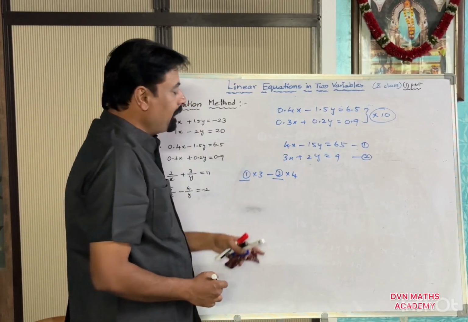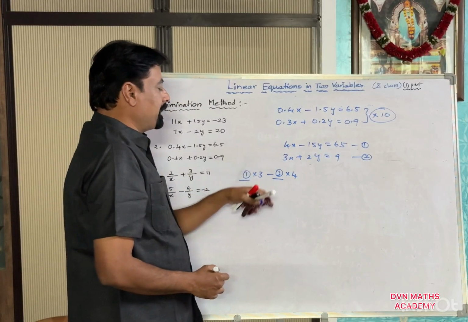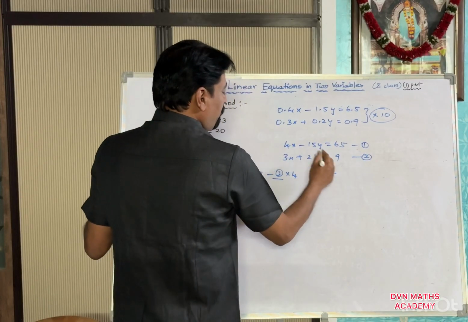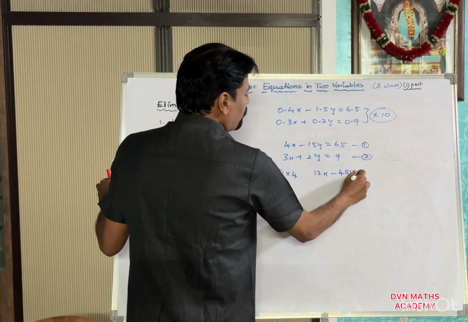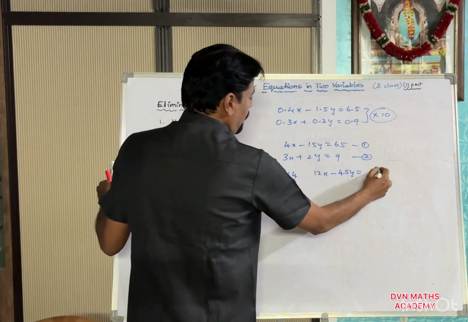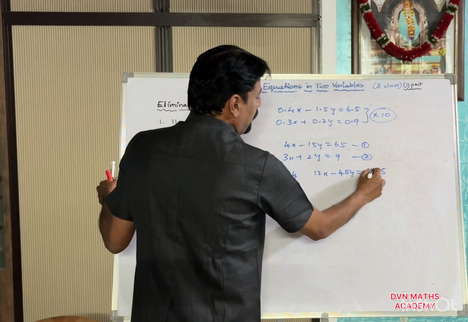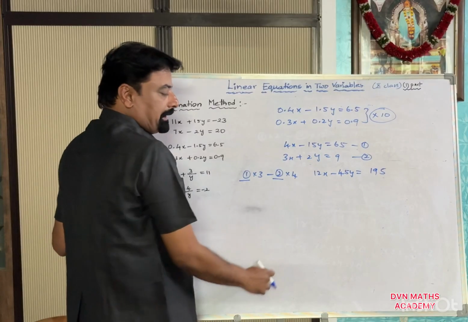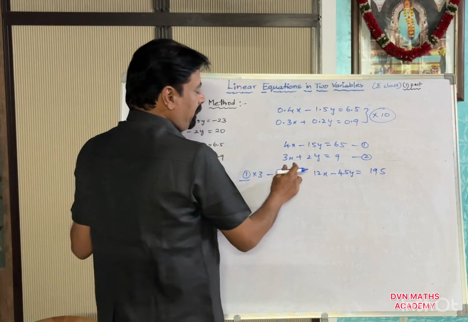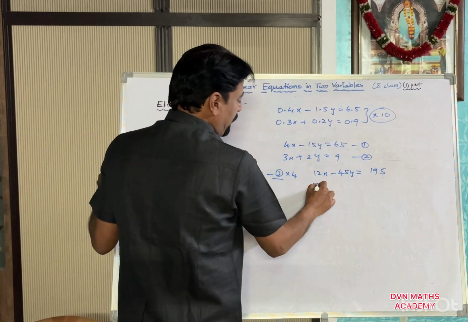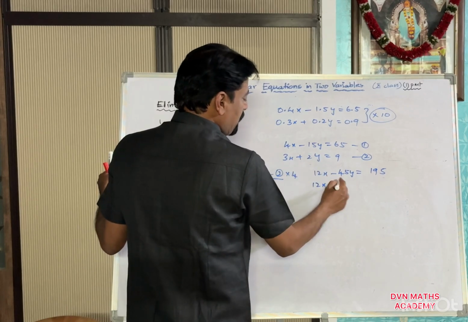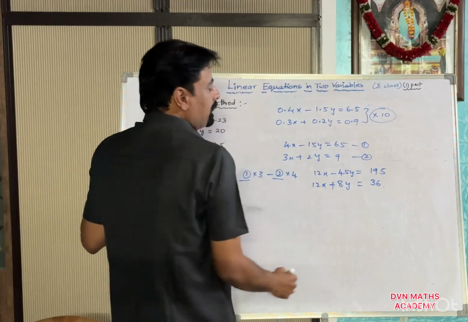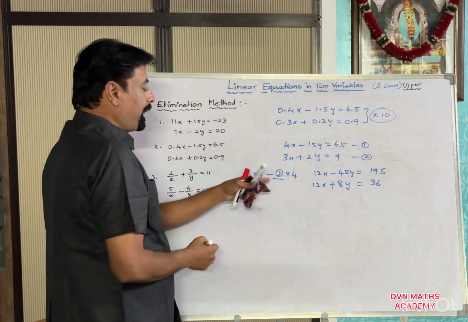So what happened if I multiply the first equation with 3? 3 4s are 12x minus 3 15s are 45y is equal to 3 65s are 195. If I multiply the first equation by 3, you will get this equation. And if you multiply the second equation by 4, again 3 4s are 12x plus 4 2s are 8y is equal to 4 9s are 36. This is the second equation after multiplying by 4.